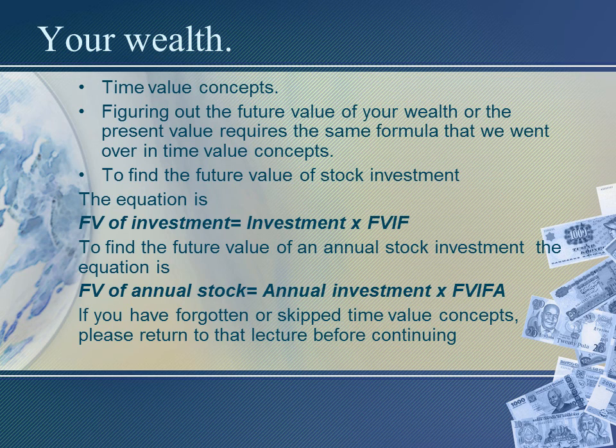Again, like I said, this is a very simplified equation. We're going to try to make it as simple as possible with these equations for the duration of this particular course. And if you want to go into more advanced methods of calculations and things of that nature, we will have other courses on that. To find the future value of an annual stock or a stock that has dividends, you're going to multiply that annual investment times the future value interest factor of the annuity. If you forgot any of these concepts, please go back and look at part 3, the time value concepts, so that you can get a better understanding of this.